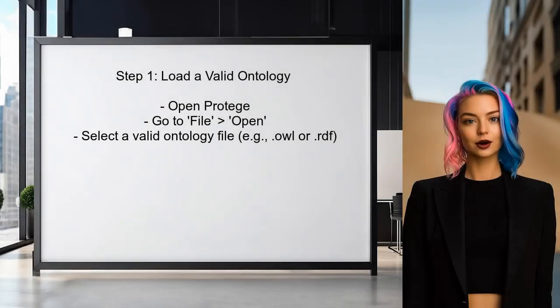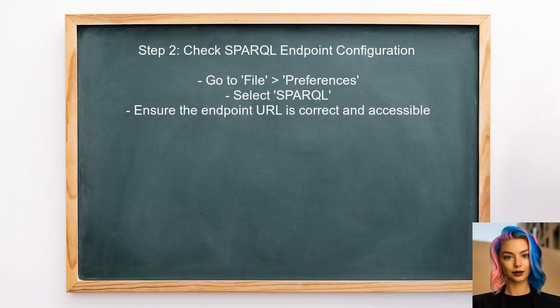To begin resolving the issue with the SPARQL Query tab in Protege, the user should first ensure that they have a valid ontology loaded. This is crucial for running any queries. Next, the user should check if the SPARQL endpoint is correctly configured. This can be done by navigating to the settings within Protege.